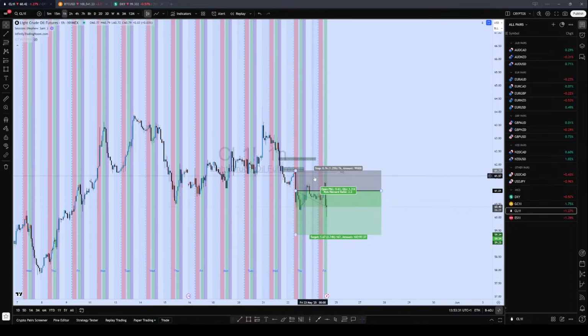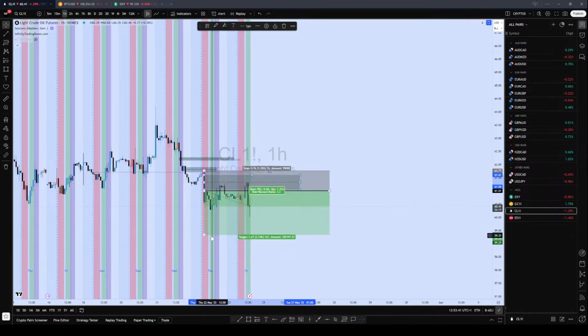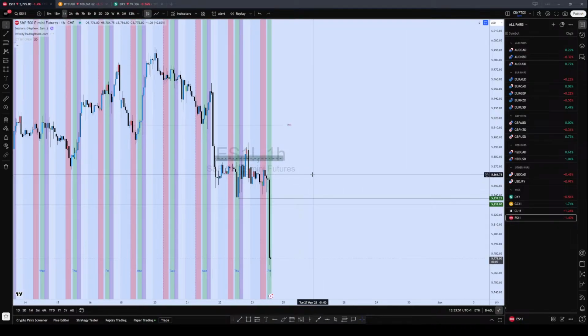This gap happened in London, so that one will stay open till we get to that one. If we trade through that, then we go higher. It's that simple. And then ES, I think I already told you we'll be going down.